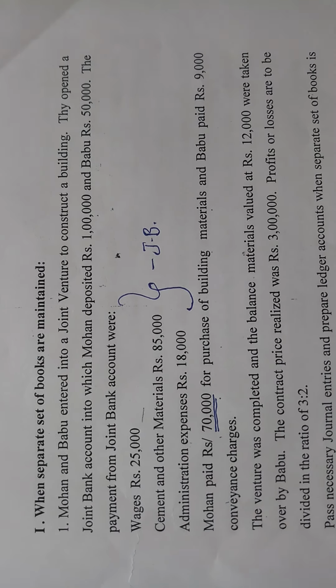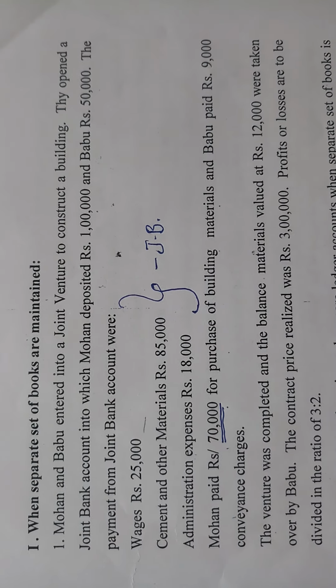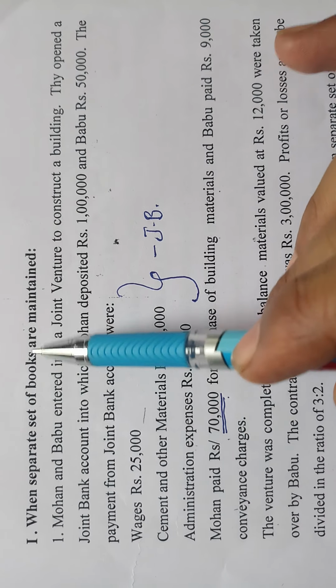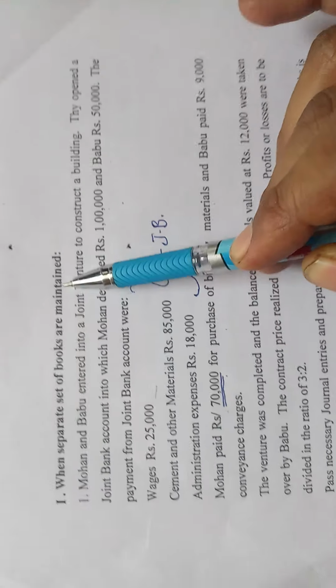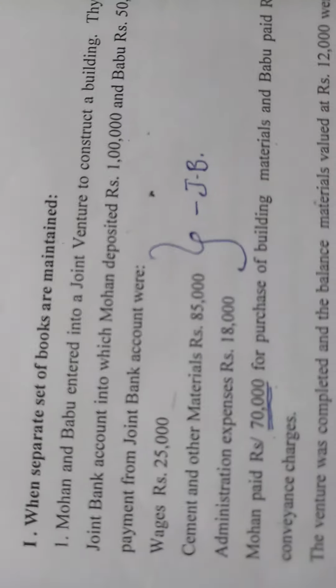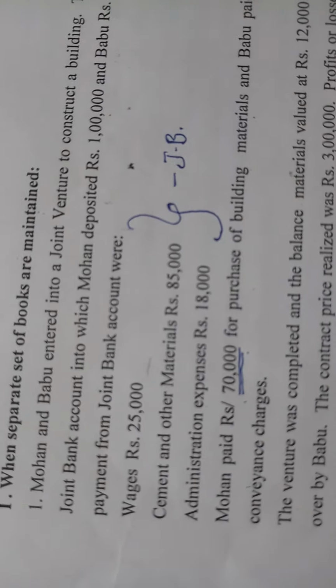Dear students, in this video I'll be solving the first variety of problem, that is when separate sets of books are maintained. In the last video, I explained the accounting treatment: all the ledger accounts, the joint venture account and the co-ventures account, and how to prepare the joint bank account. So for that, now I'll be solving the first problem. I'm analyzing one problem, and the second problem you have to do by yourself.